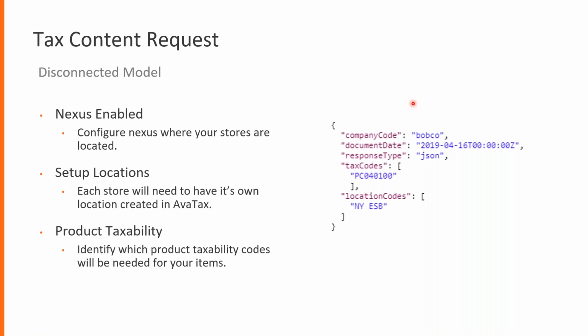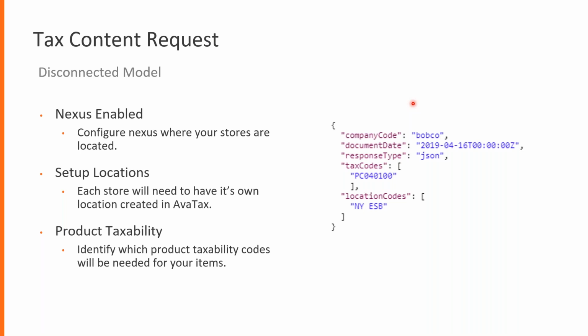So the configuration required on the Avatax account to get this tax content responsive, first off, we have to have Nexus turned on in the states where you have retail locations. Speaking of the retail locations, we need to set up locations within the Avatax company profile for each store. And then we have to identify the product taxability codes that cover the items being sold in your store. So back to my burlap sack clothing company. I've got Nexus turned on in New York. I've got my company code, BOBCO, that identifies the company profile within the Avatax account.